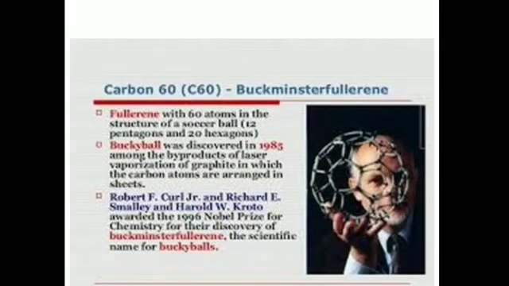It can be prepared by condensation of vaporized graphite in helium. It is also found naturally in interstellar space, that is, between stardust, and in some carbon-rich rocks. So this is the occurrence of fullerene, and it is also found in soot, that is the smoke that comes out of chimneys.